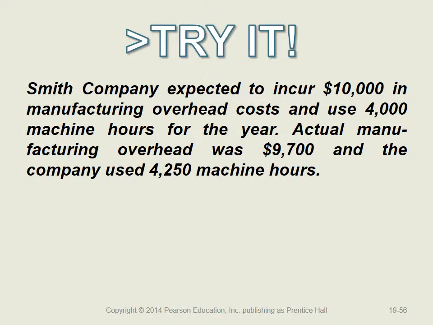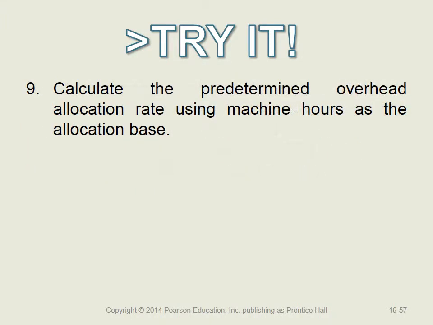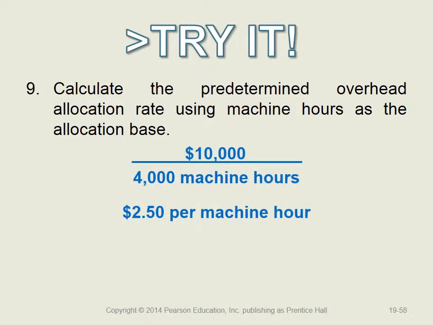For this try it, Smith Company expected to incur $10,000 in manufacturing overhead costs and use 4,000 machine hours for the year. Actual manufacturing overhead was $9,700 and the company used 4,250 machine hours. Calculate the predetermined overhead allocation rate using machine hours as the allocation base. So we have $10,000 divided by 4,000 machine hours for a rate of $2.50 per machine hour.